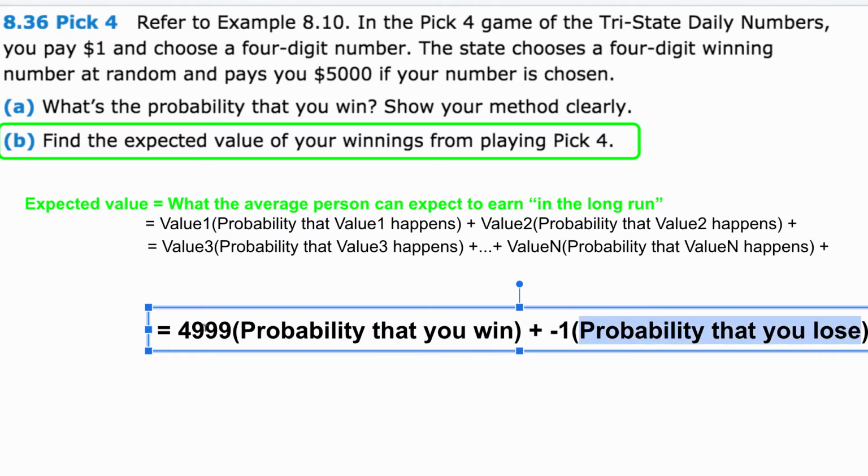And then, again, you have a big weight over here, but your probability is really small. And here it's barely any loss, but there's a high chance you're going to lose. So altogether, do you expect to win a little bit of money, or do you expect to lose a little bit of money each time you play the game in the long run?